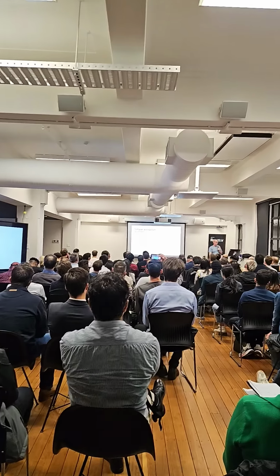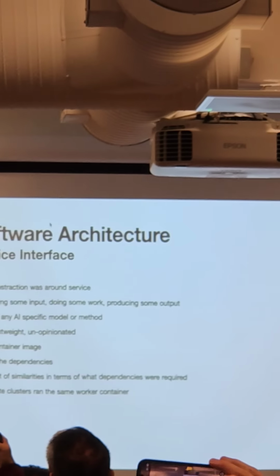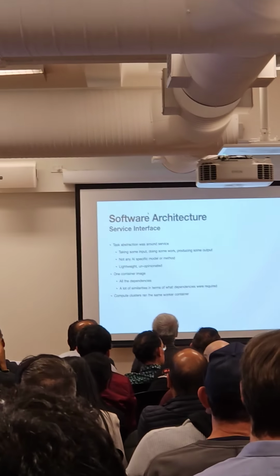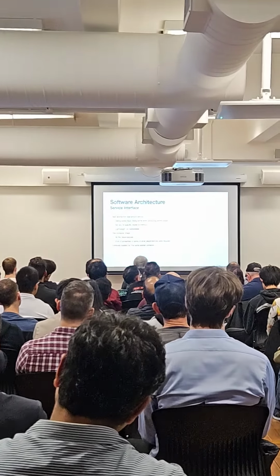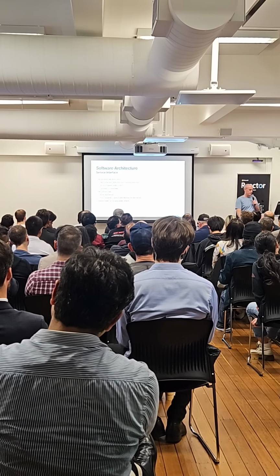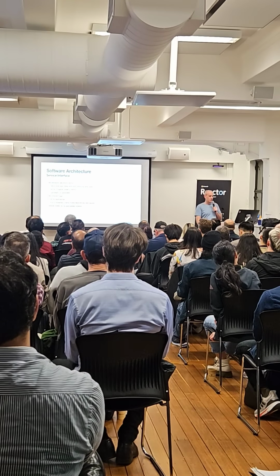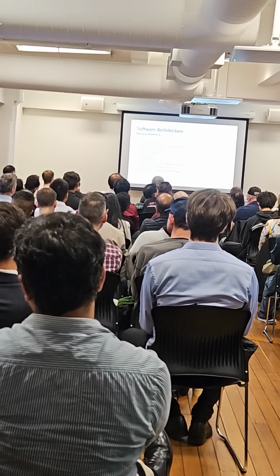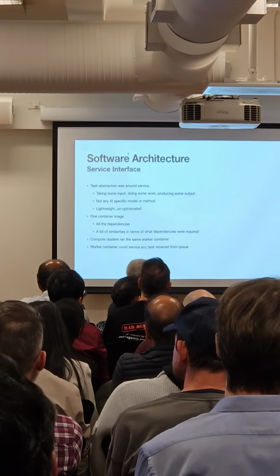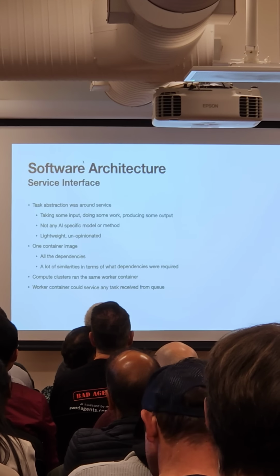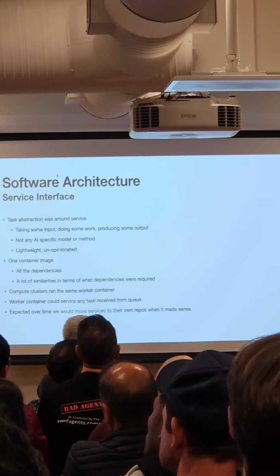All of the dependencies, because of the nature of the work, they all use similar types of models, diffusion models. They all kind of use similar things, making images. Although there's dependencies, all of the dependencies were very similar. And they would run on our compute clusters on the same container. So there was our Docker container, and it would run in our clusters, and it could do any task, be it image generation or model fine-tuning or whatever.